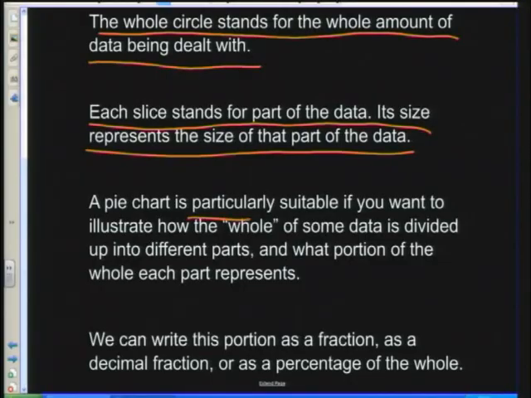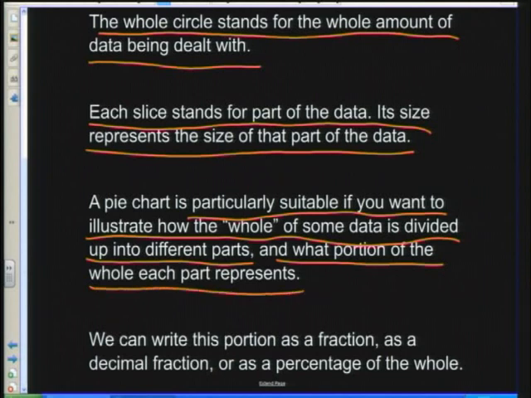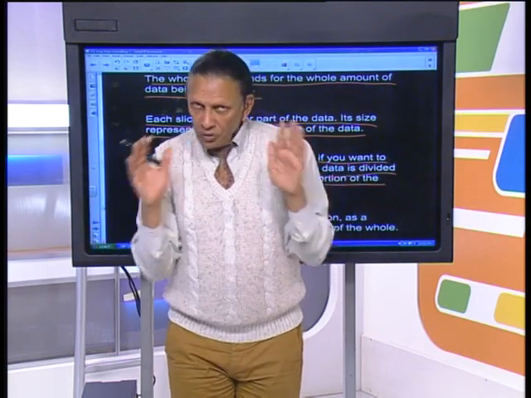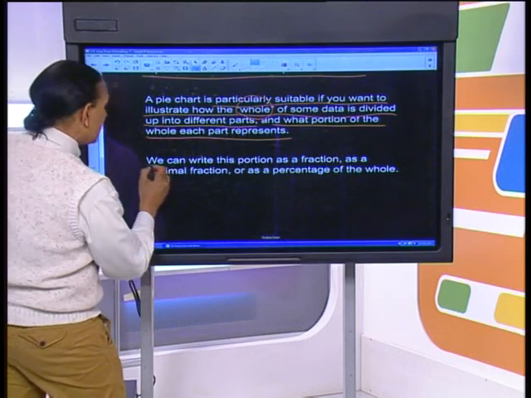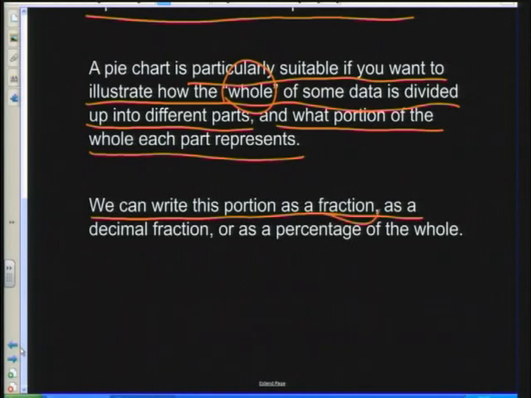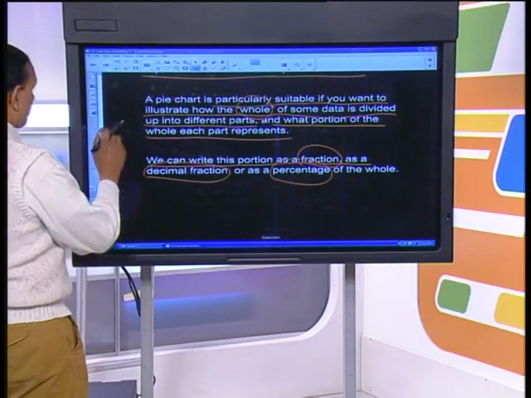A pie chart is particularly suitable if you want to illustrate how the whole of some data is divided up into different parts and what portion of the whole each part represents. And here the focus is on the word whole. So to give you a whole idea at once. If you look at your circle at once, you must get, wow, immediately, the idea or the picture. It's not like you see part of it, you see the whole thing. So that is very important. We can write this portion as a fraction, very important. We can write it as a fraction, or we can use a decimal fraction, or percentages. So we can use common fractions, decimal fractions, or a percentage. That is important information.